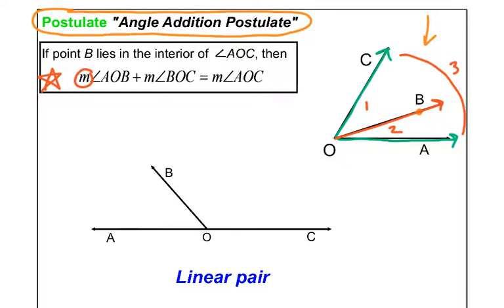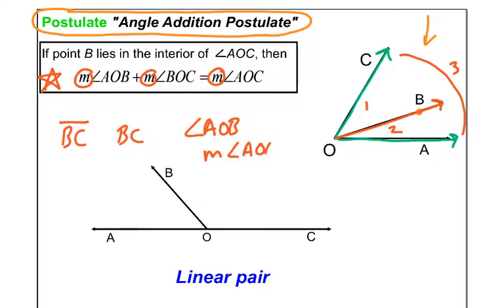The measure of angle AOB plus the measure of angle BOC is equal to the measure of the entire angle. So just like when we talked about segments being congruent, we used the little notation on top. But if I'm just talking about the length of it, the number, we didn't put the notation on top. Same thing with angles. If I'm just talking about what is angle AOB, the actual angle itself, or the measure of angle AOB, I put the M in front to mean the measure, the actual number.